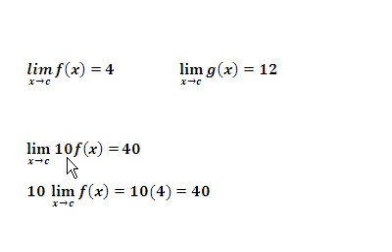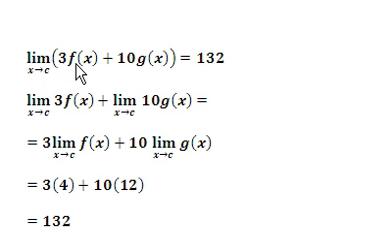So this was one of our properties that we looked at earlier. This was the scalar multiple property. You can take this 10 and bring it outside. We have the limit of f of x as x approaches c is equal to, and now the limit of f of x as x approaches c, we've defined it as being equal to 4. And so we replace all of this with a 4, and therefore 10 times 4 is 40.